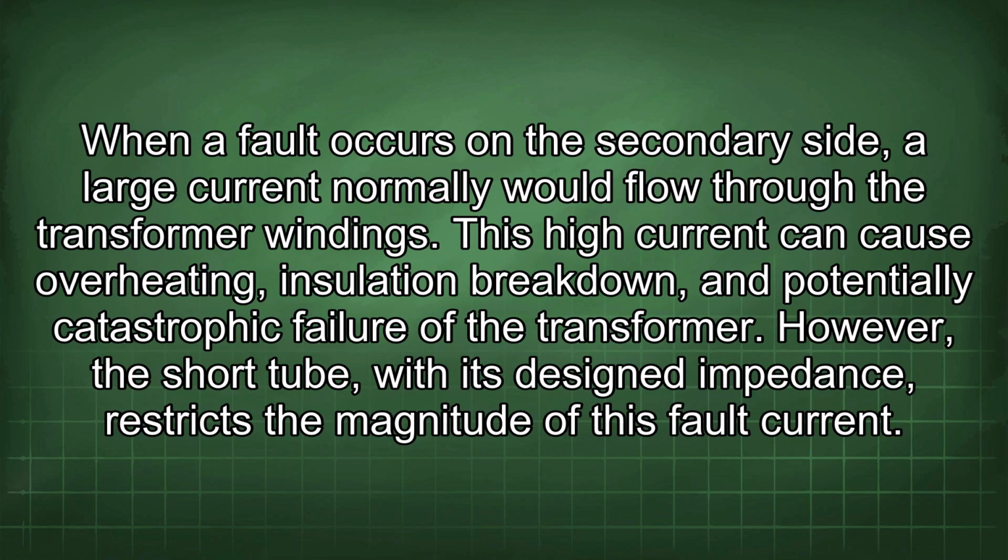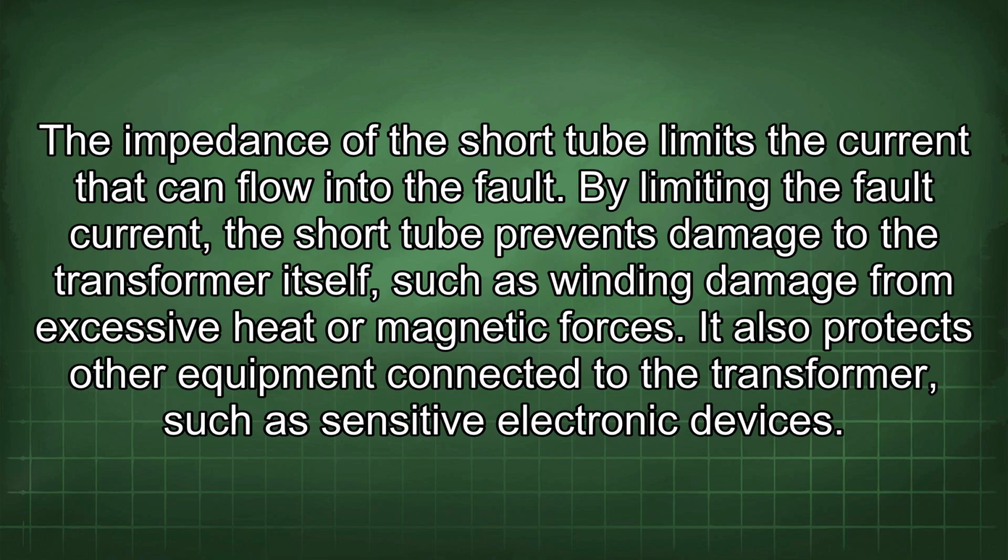When a fault occurs on the secondary side, a large current normally would flow through the transformer windings. This high current can cause overheating, insulation breakdown, and potentially catastrophic failure of the transformer. However, the short tube, with its designed impedance, restricts the magnitude of this fault current. The impedance of the short tube limits the current that can flow into the fault.